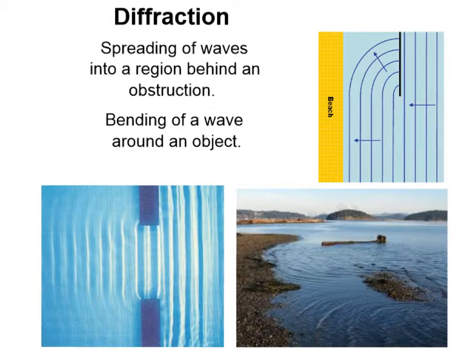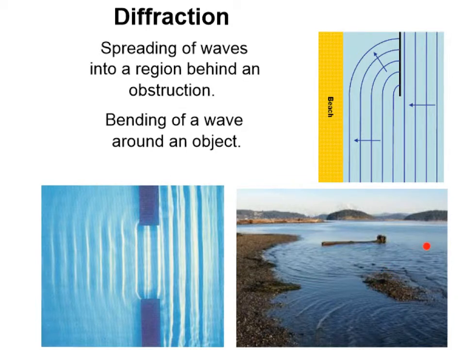You've probably all seen what looks like the bending of a wave around an object. If we have wave fronts that are approaching right here, traveling in this direction, and we have an obstruction right here, diffraction makes it appear as though these waves bend around like this on the other side. That's kind of what's going on right here.